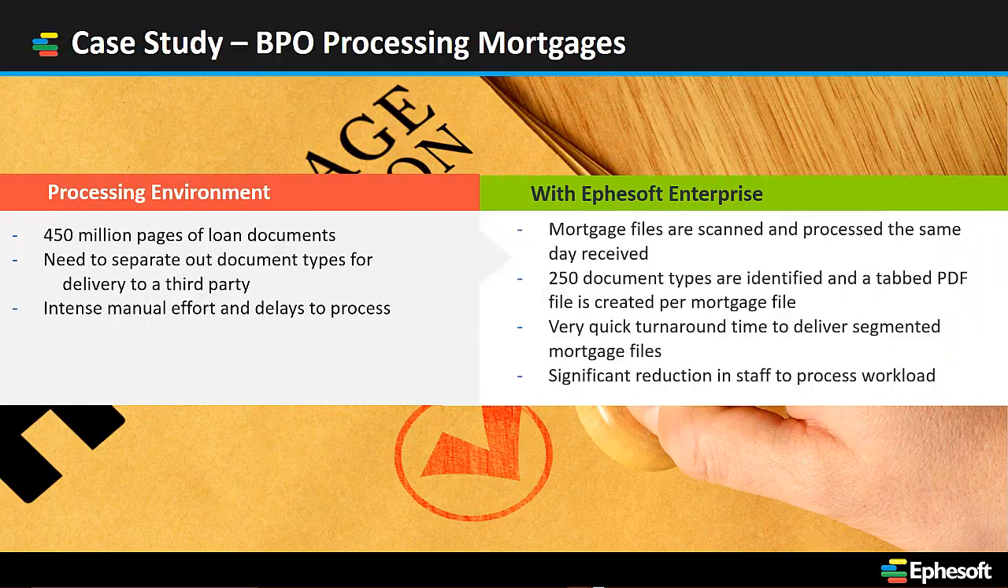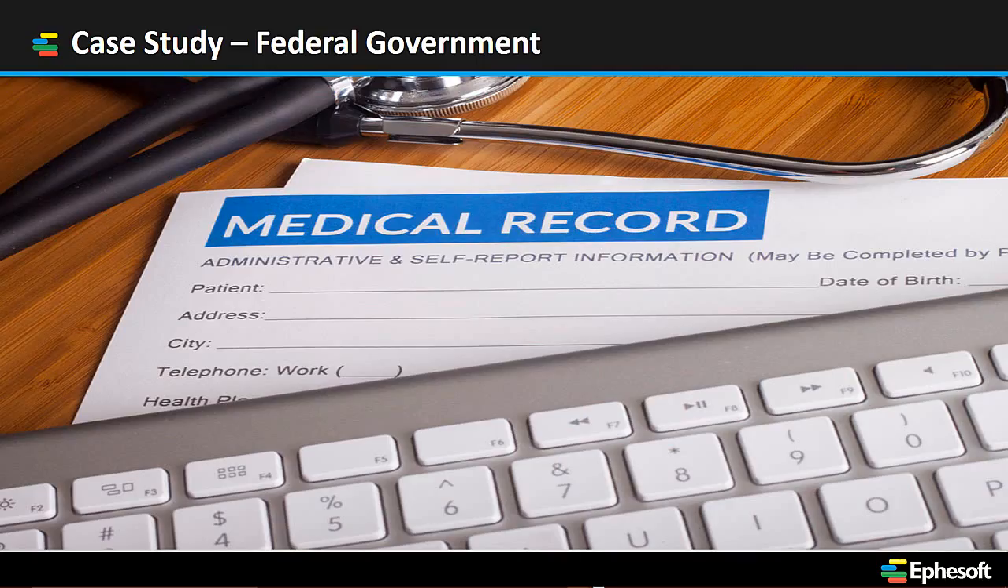With the implementation of Ephesoft, the mortgage files are now scanned and processed the same day they're received. And this is including 250 different types of document. It now creates a PDF file with the documents organized with a table of contents for easy review and indexing. This quick turnaround was able to deliver these mortgage files much quicker, and the process significantly reduced the number of staff to process such a workload.